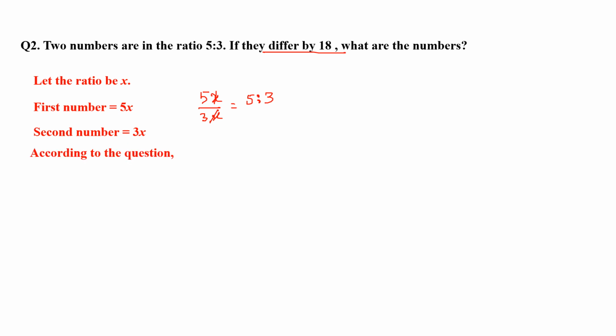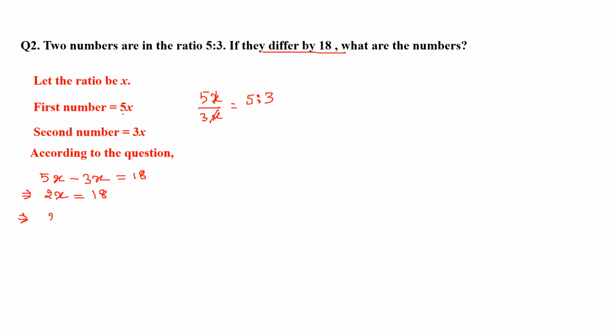Next it says they differ by 18. It means the difference of 5x and 3x is 18. I can clearly see that 5x is greater than 3x, isn't it? So from here I can write 5x minus 3x is 18. And 5x minus 3x is 2x, which is equal to 18.